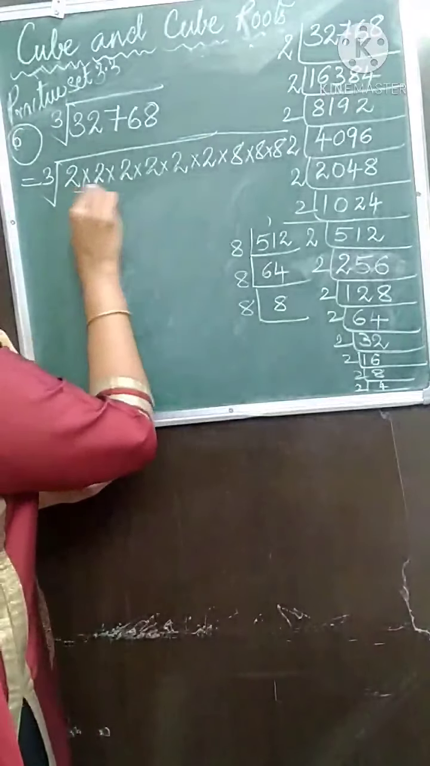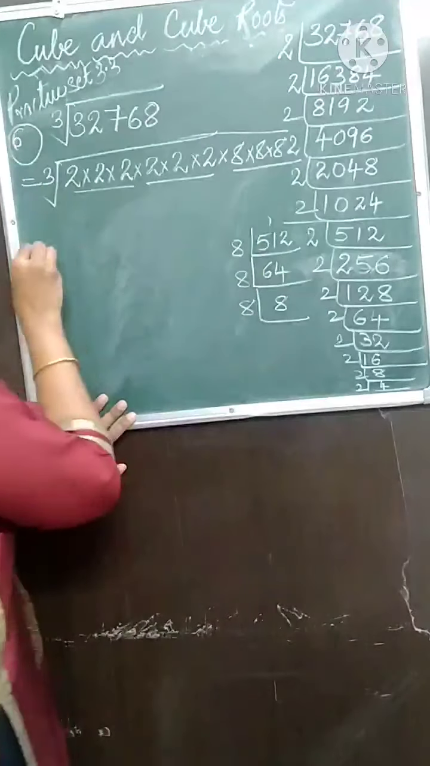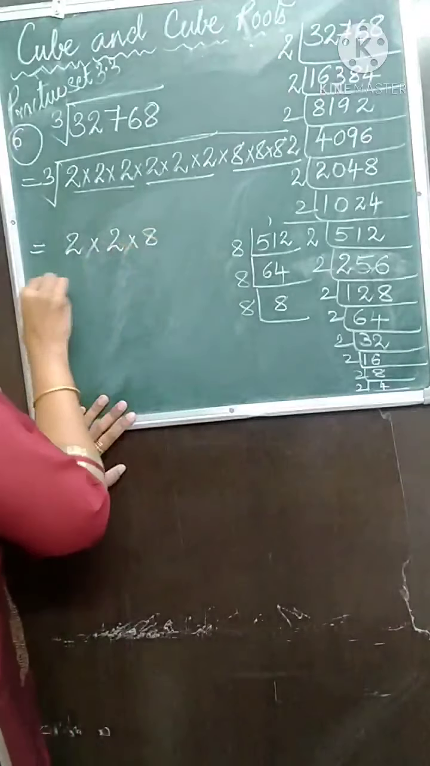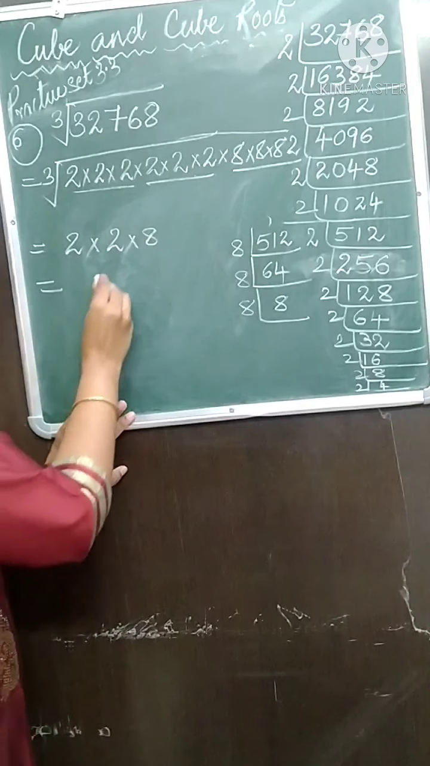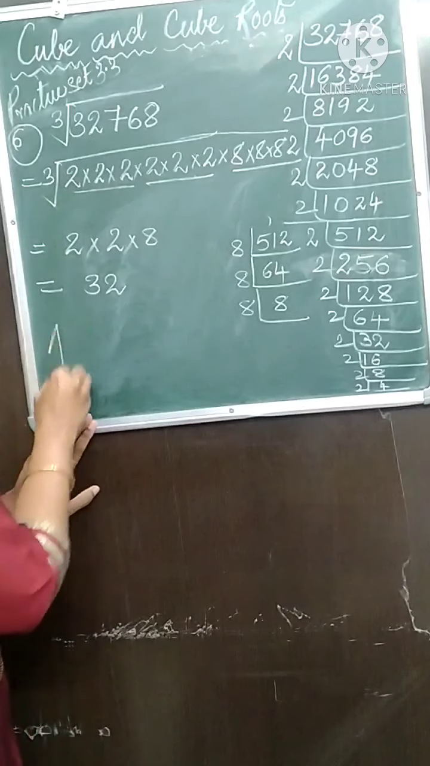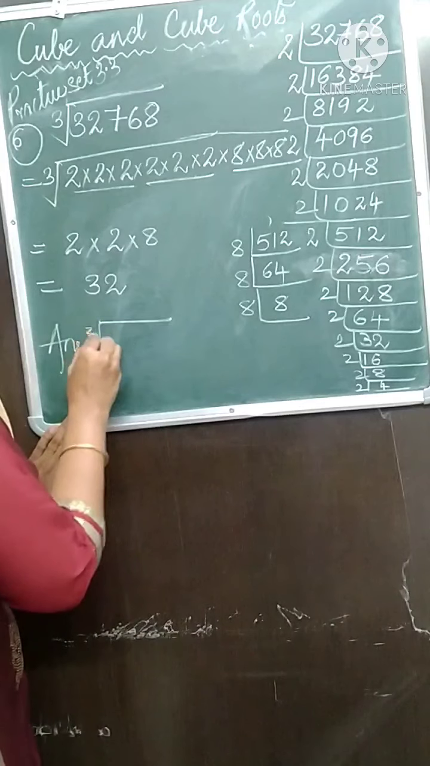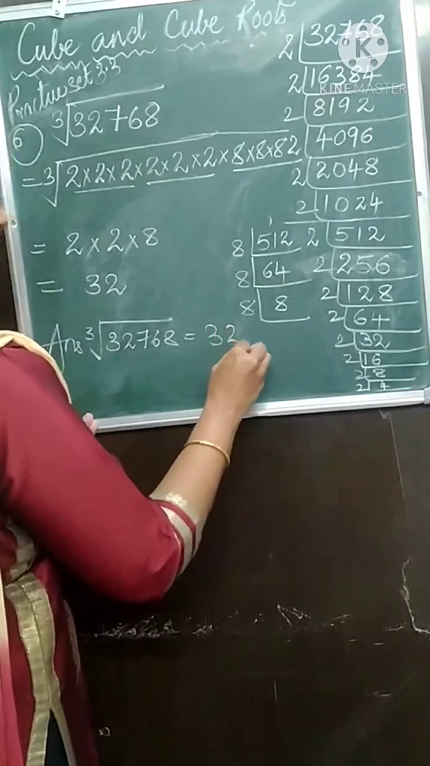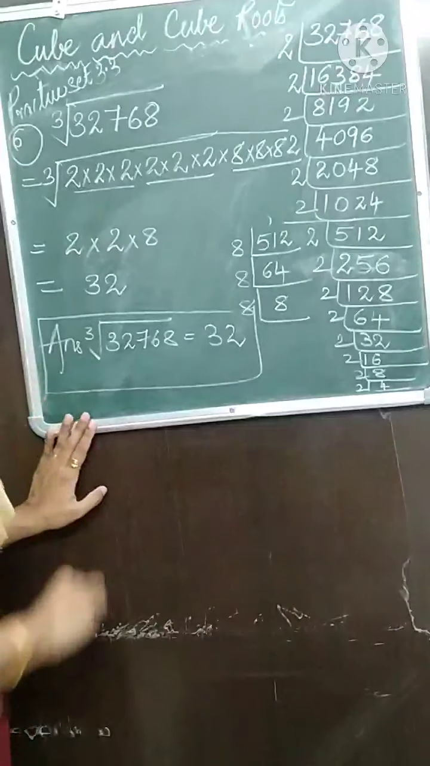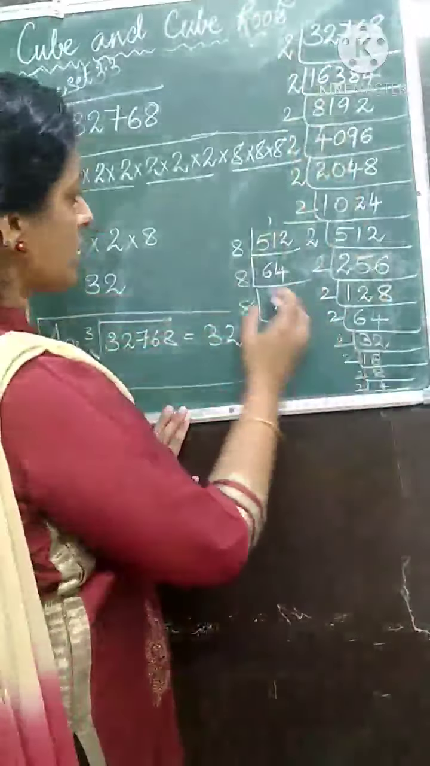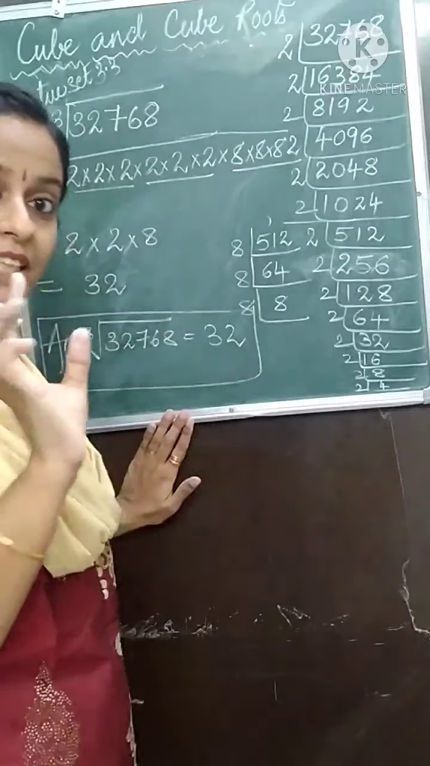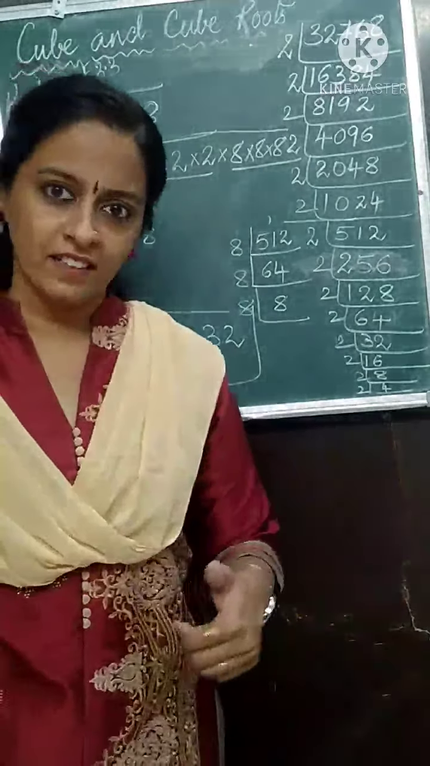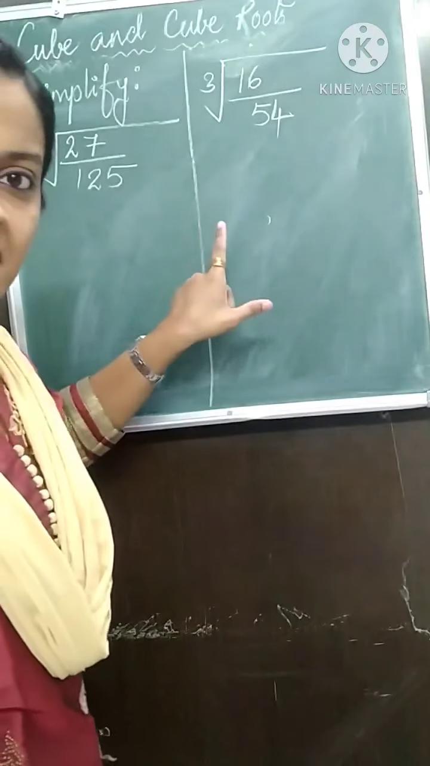So we'll make groups. From here 1, 2, and from here 1, 8. 2 twos are 4. 4 eights are 32. So what is the answer? Cube root of 32768 is 32. Okay, so either you can do the long process, or if you remember the answer from 512, you can directly do it this way. Is it fine? Understood, no? Now we have the next question.